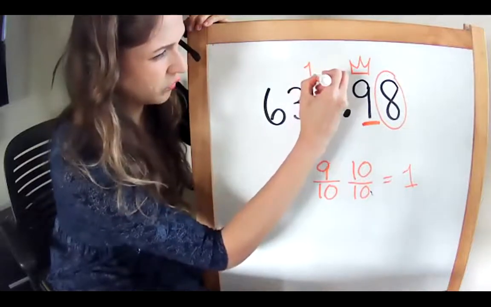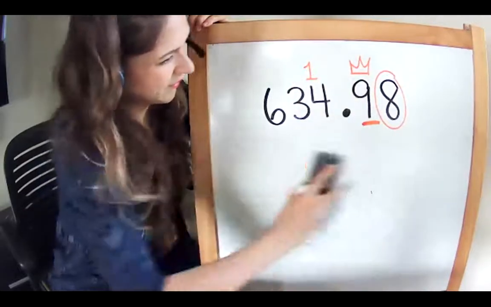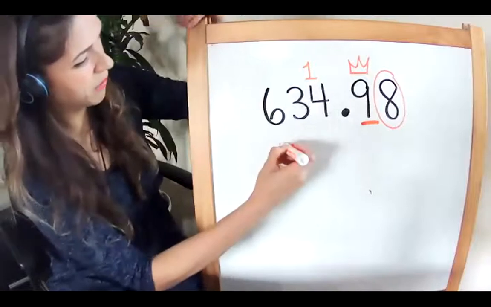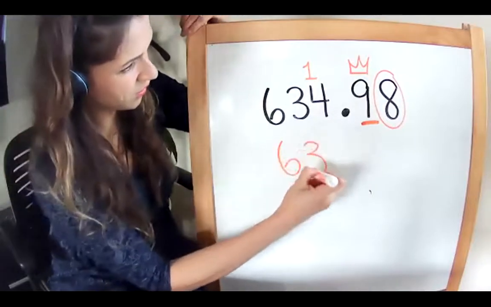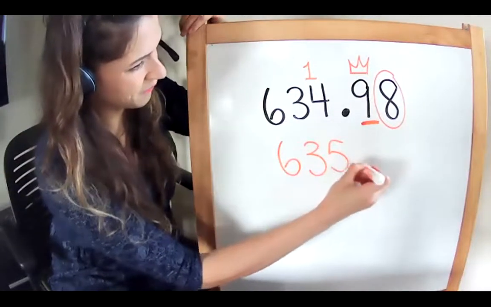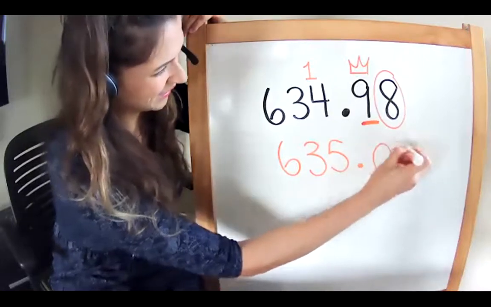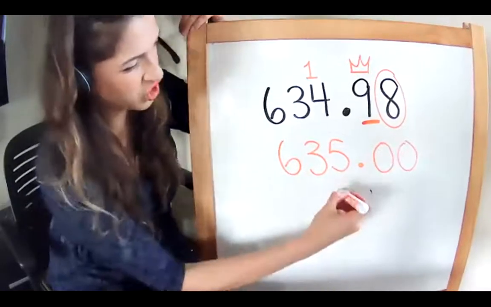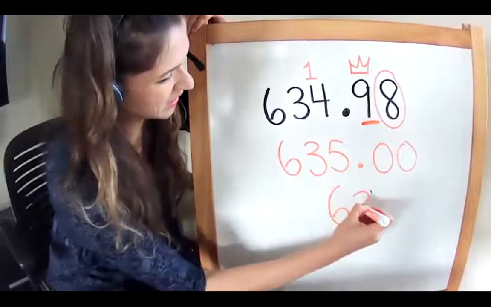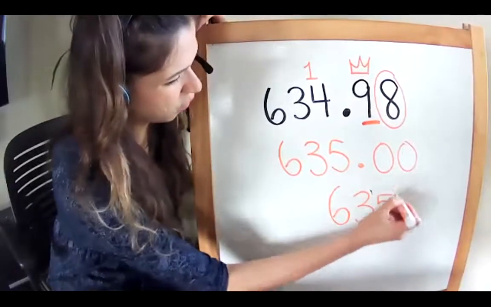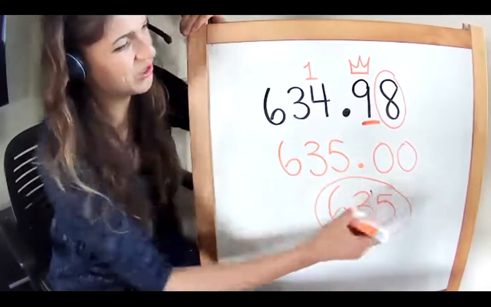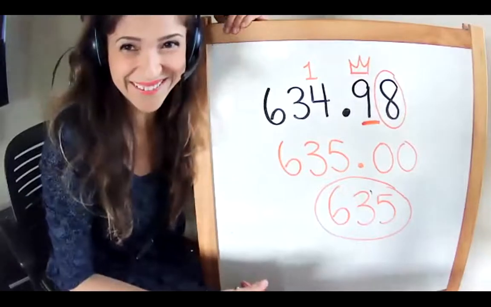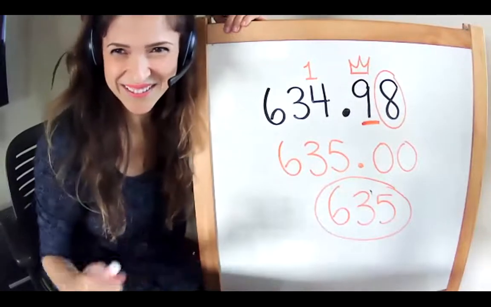That 1 whole goes here, which makes this number 635. Which would remove the bodies to make it a whole number. I got it right. 635. Miss Velez, yes.